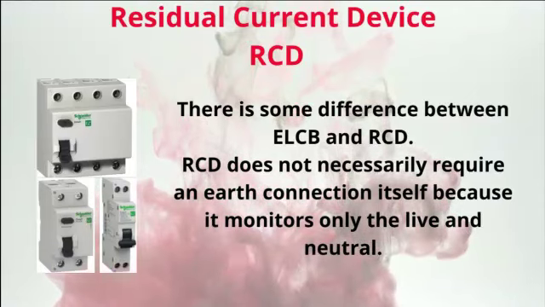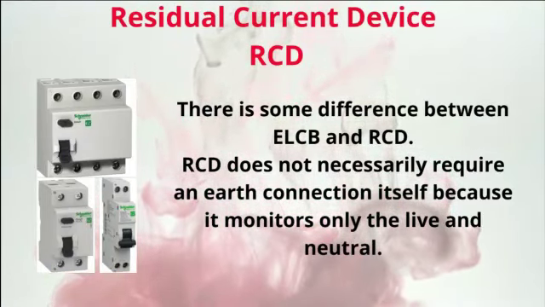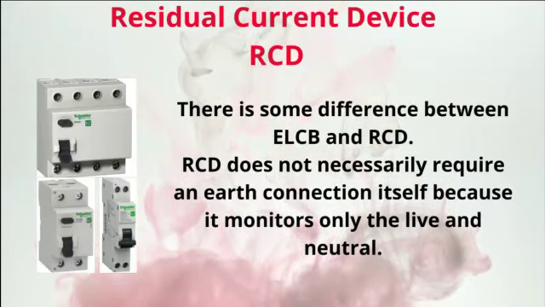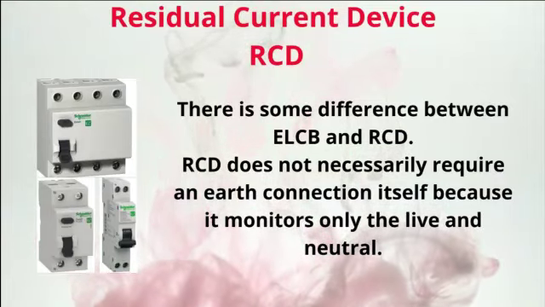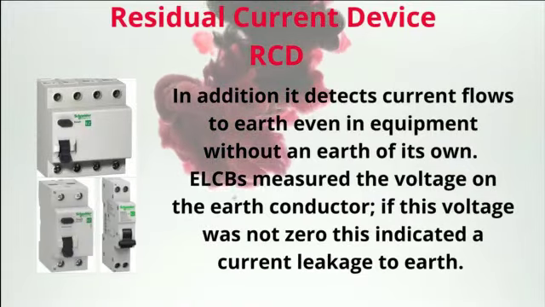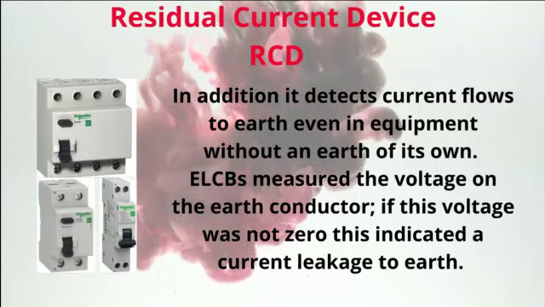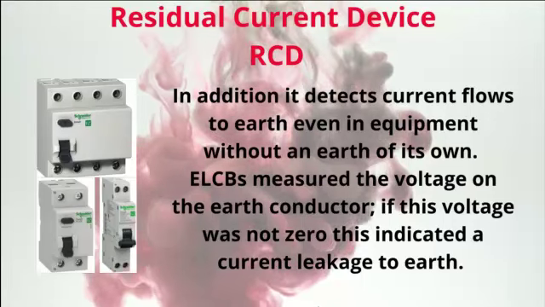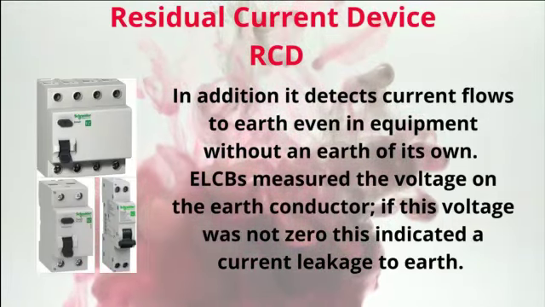Some differences between ELCB and RCD. RCD does not necessarily require an earth connection itself because it monitors only the live and neutral. Besides, it detects current flows to earth even in equipment without earth of its own. ELCBs measured the voltage on the earth conductor. If this voltage was not zero, this indicated a current leakage to the earth.